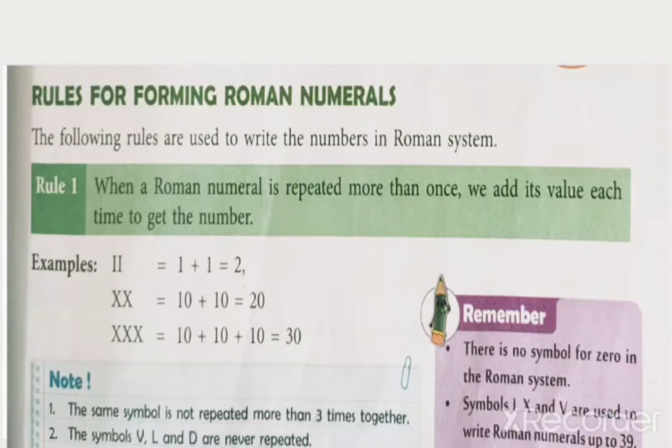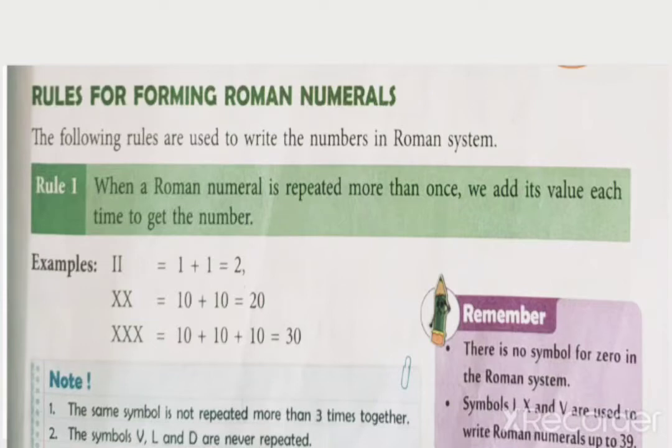Now there are some rules for forming Roman numerals. Rule number 1: when a Roman numeral is repeated more than once, we add its value each time to get the number. For example, we can write 2 as 1 plus 1, and the Roman numeral for 1 is I, so I plus I becomes II.